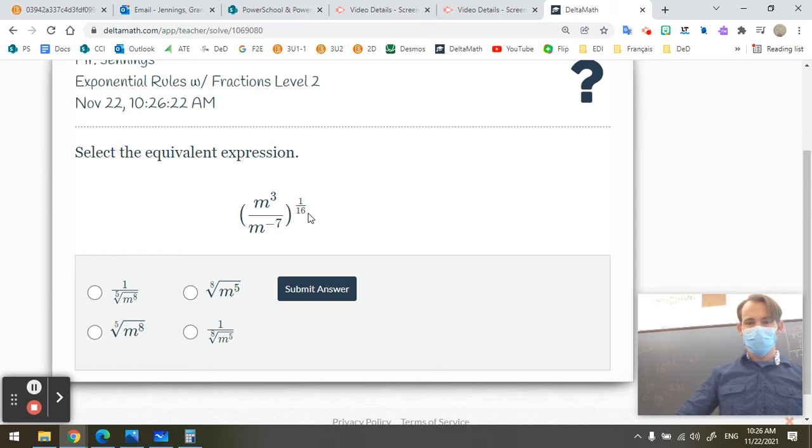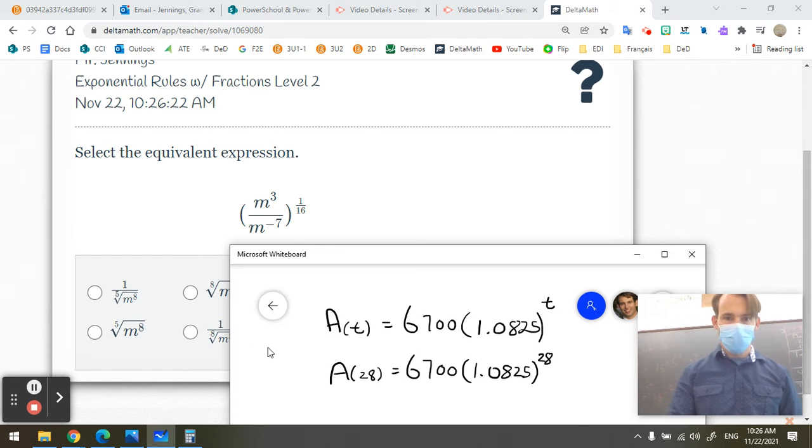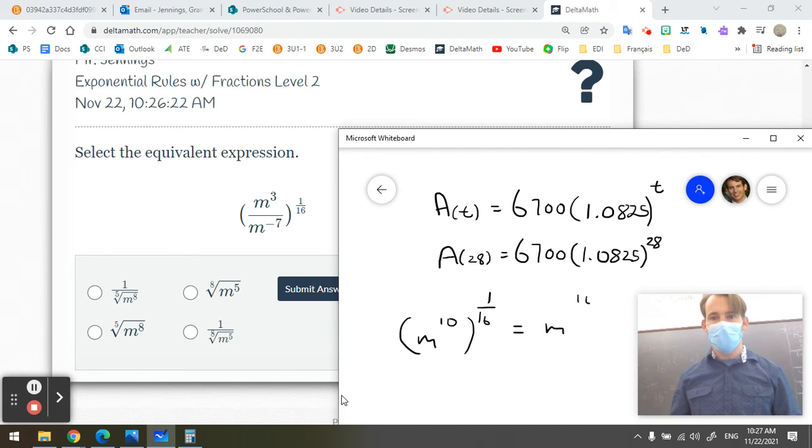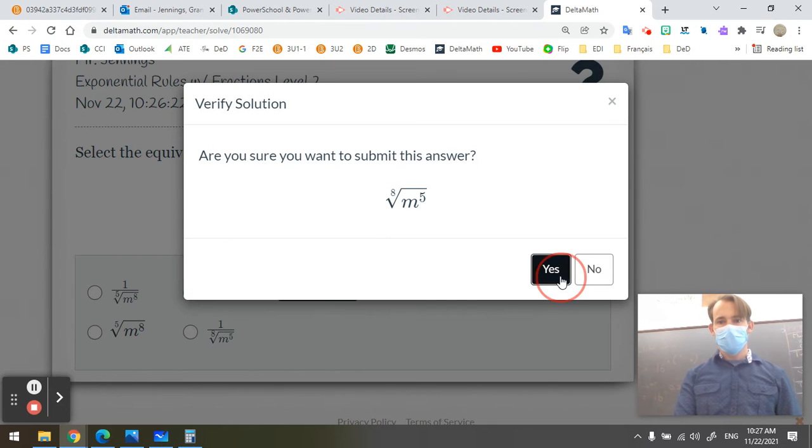Now I have m to the 10. Just to show you on the whiteboard here. Oh, that's the wrong side of the pen. So move this over here. This is m to the 10 raised to the 1 over 16. That's equal to m to the 10 over 16, which is equal to m to the 5 over 8. So it's this one here, m to the 5 over 8. Submit answer. Yes.